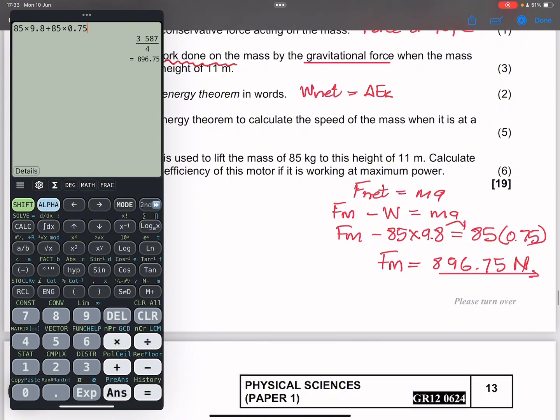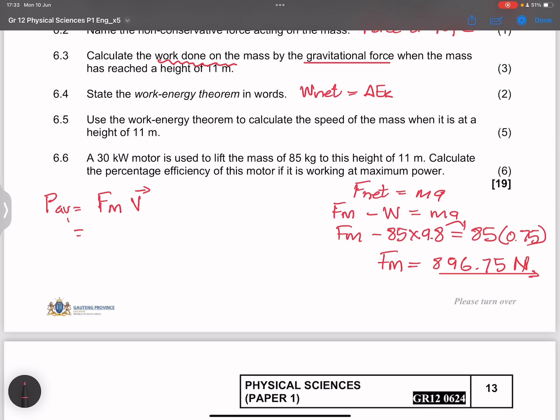Now, what I'm going to do is, we say average power is the force of the motor. So we got that to be 896.75 multiplied by the average velocity. Now, please note, this object is not moving at a constant speed. So this means that to get the average velocity, we're going to take initial plus final velocity and divide that by 2. That's how we get the average velocity, right? So our initial velocity plus the final velocity divided by 2.